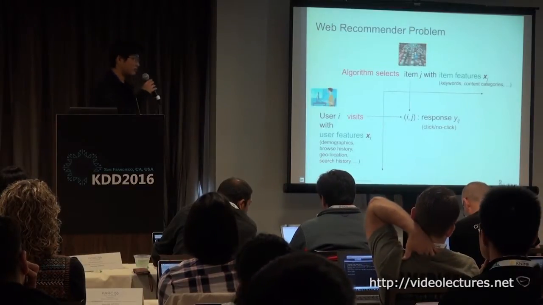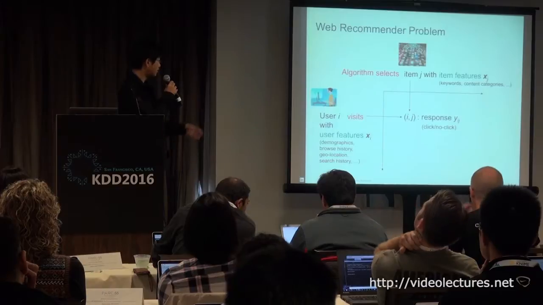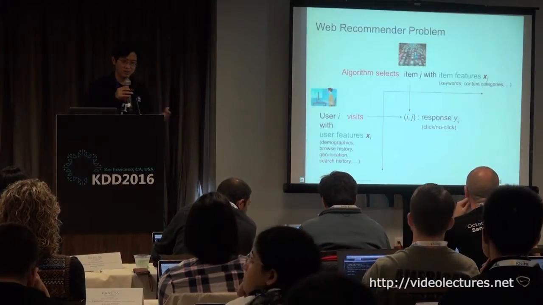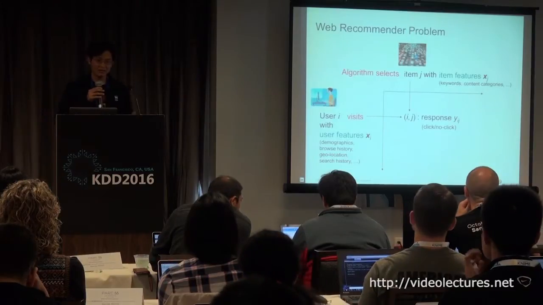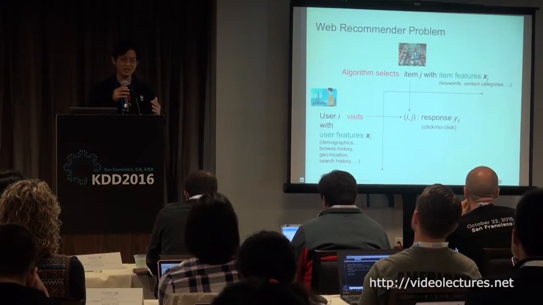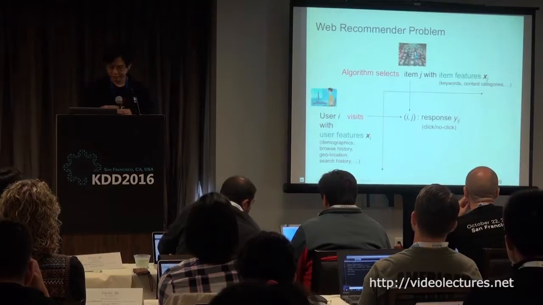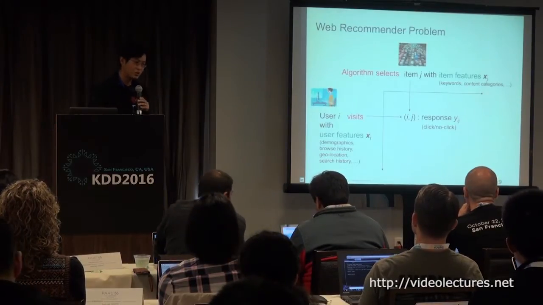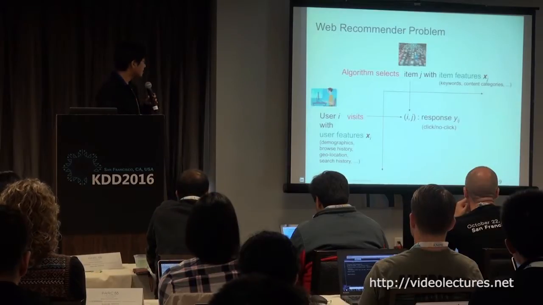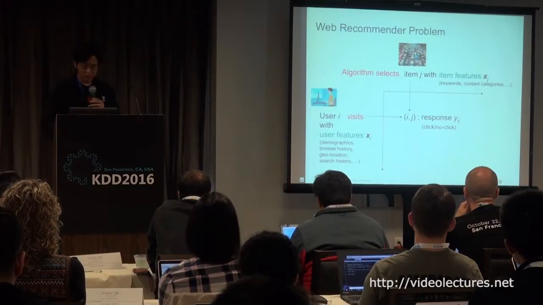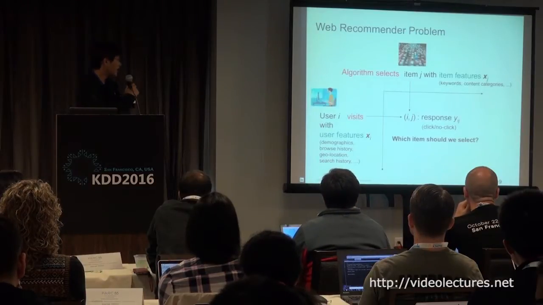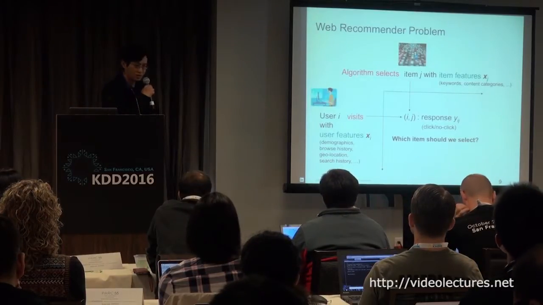After we make a recommendation, recommending item i to user j, we observe the user's response. Let's say we use click or not as our response. This data will later get back into the algorithm that selects the item for a user. So the key question is, which item should we select to recommend to a user?